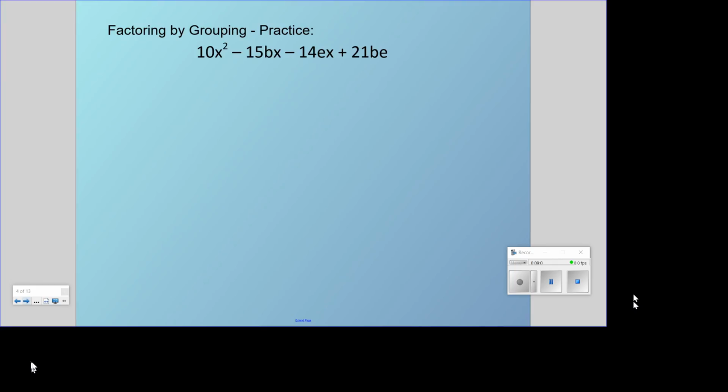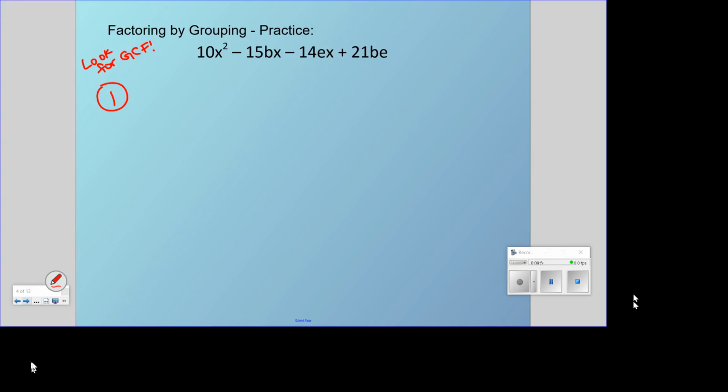So we're going to spend today practicing these. All right, so here's our first practice problem. We've got 10x squared minus 15bx minus 14ex plus 21be. Now step 1 is to begin by grouping the sets of terms that do share common factors. You'll notice there is not a factor that's shared by all 4 terms in this polynomial. We do always want to look for a GCF at the beginning, but if we can't find one, then we move on down our factoring list, in this case moving to the grouping method, and see if that will work.